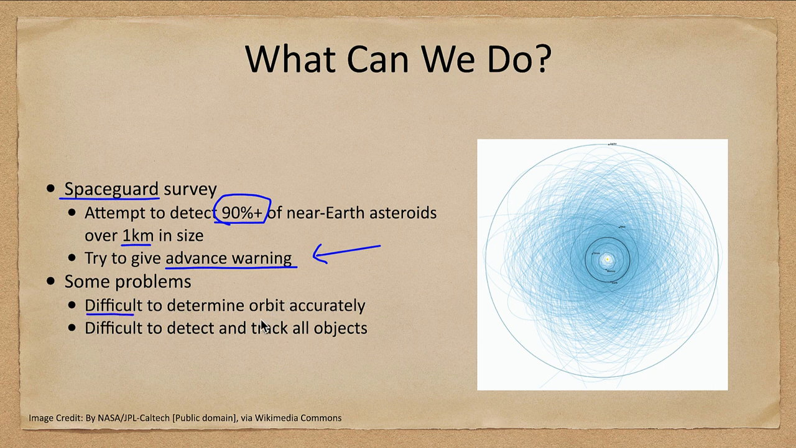However, it's very difficult to determine the orbit accurately. Why? Because the orbits can be very easily deviated by a minor interaction with one of the planets or even with other asteroids. So it's hard to predict what it will do 50 or 100 years from now, unlike the planets, which are not going to be deviated by interactions with an asteroid. The asteroid will easily change its orbit. And it is also difficult to detect and track all of these objects. It's not something easy. There are so many of them. So even ones of decent size are very dark and hard to detect.